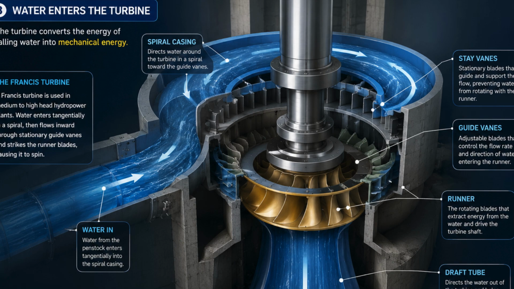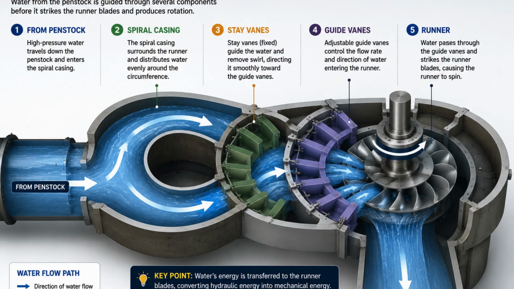Let's look at a Francis turbine, one of the most widely used turbine types in hydropower plants. Water first enters the spiral casing, sometimes called the scroll casing. Its shape helps distribute water around the circumference of the turbine. The water then passes through stay vanes and adjustable guide vanes. The guide vanes have an extremely important job. They control how much water enters the runner and direct that water toward the runner blades at the required angle.